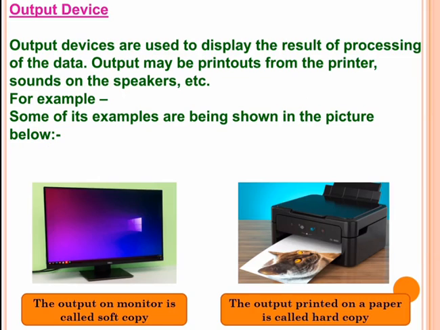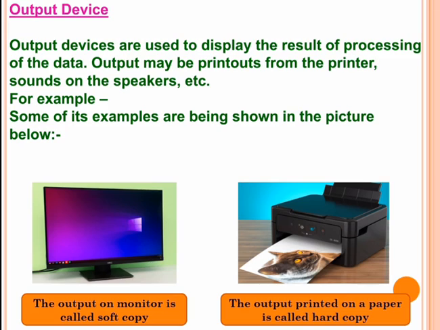After processing, let's know about output device. Output devices are used to display the result of processing of the data. Output may be printouts from the printer or sounds on the speakers, etc. Now, let's see its example. Some of its examples are being shown in the picture below. You can see there are 2 pictures. One is of monitor and one is of printer.